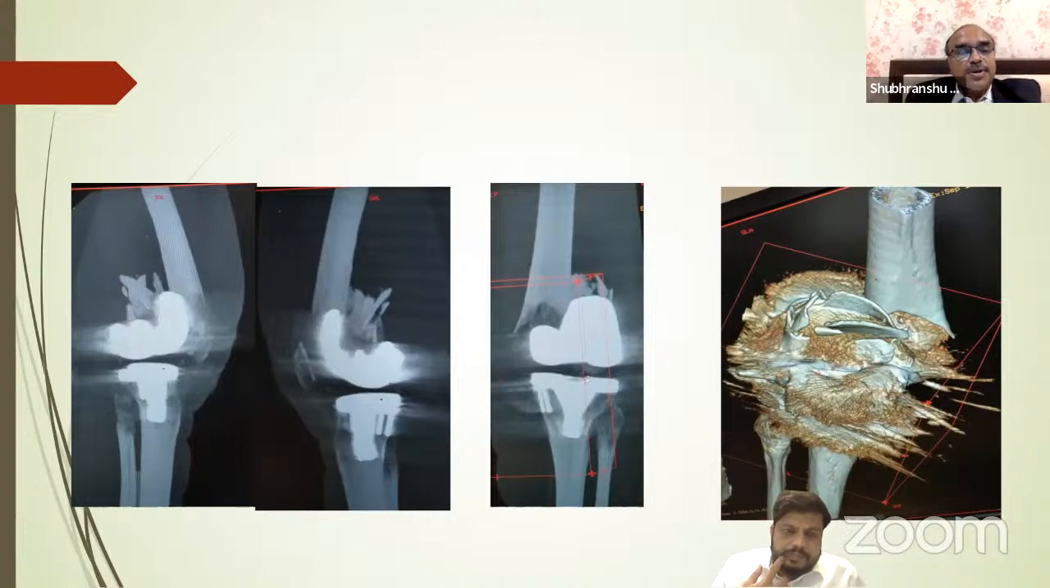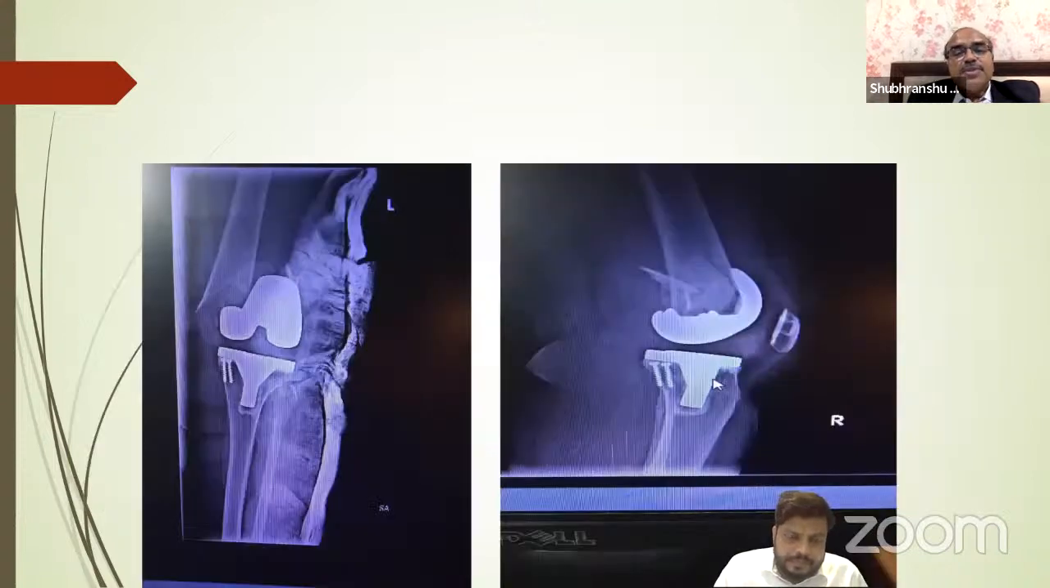And looking at this second case, because of the severe comminution here, before doing a CT scan, I always take a traction X-ray to see the bone stock. So when the patient comes to casualty, immediately to assess the bone stock, you do a traction X-ray, both AP and lateral view. And of course, you have to do a CT scan to assess the bone stock. And if the bone stock is not there, then of course the distal femoral replacement is the only option.